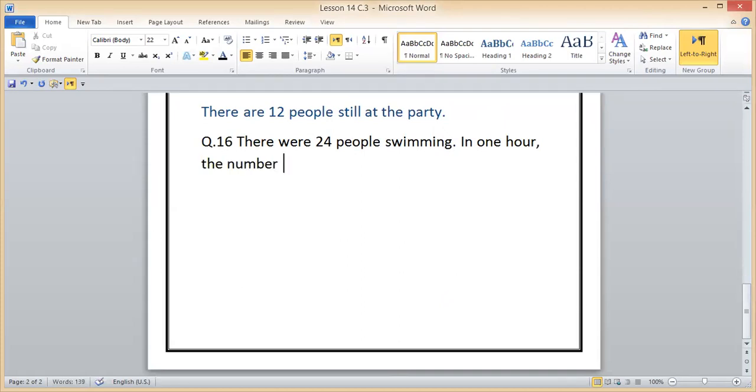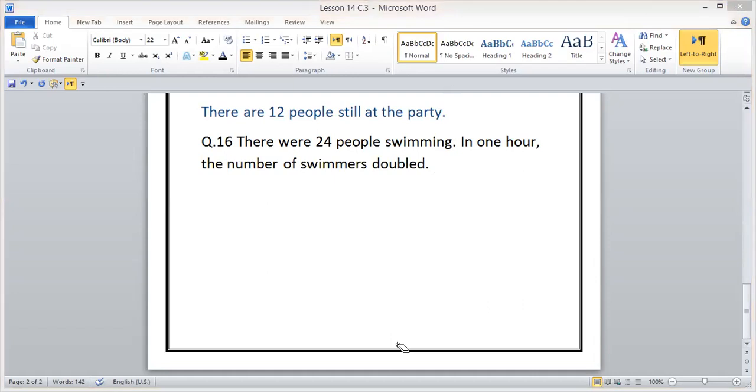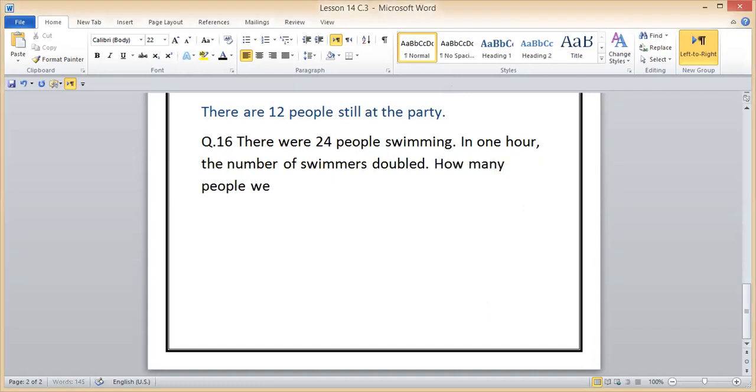In 1 hour, the number of swimmers doubled. There were 24 people swimming. In 1 hour, the number of swimmers doubled. How many people were swimming? This is the question, guys. How to find out the answer of that? Because there were 24 people swimming in 1 hour, they got double. So find out the double.